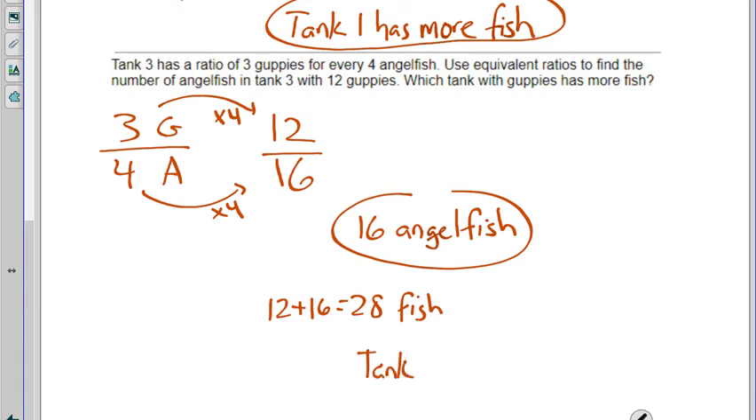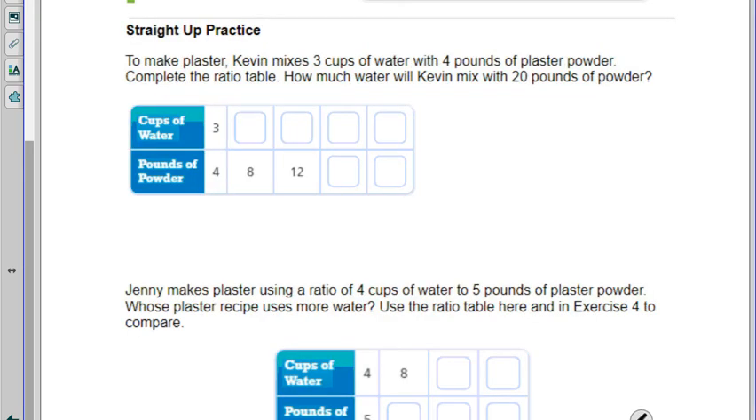All right, we're looking at some straight up practice here. In this first question, making plaster, it's a 3 to 4 ratio of water to plaster powder. And we want to complete the table for some more equivalent ratios. And in the end, we want to know how much water if he uses 20 pounds of powder. So one of these better be 20, right?